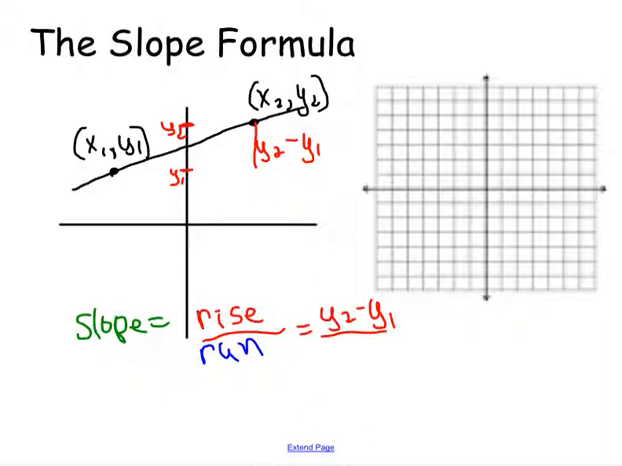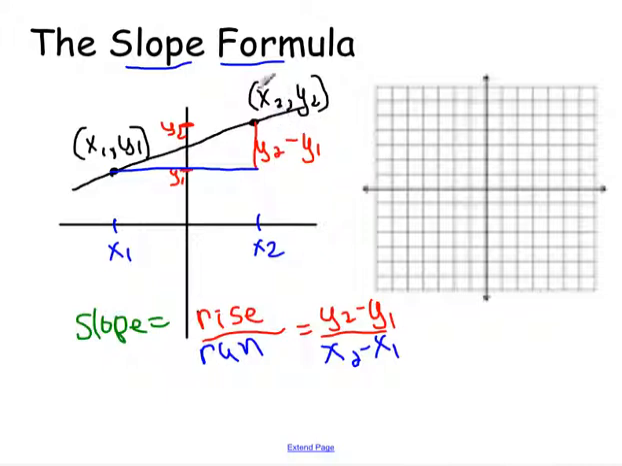Okay. Now, if I want to look at my run, here's x sub 2, and here's x sub 1. If I take this x sub 2 and I subtract x sub 1, that's going to give me the distance from x sub 2 to x sub 1. So I'm going to take x sub 2 minus x sub 1. So this is the slope formula right here: your slope is equal to y2 minus y1 over x2 minus x1. All right, so let's dive into an example.